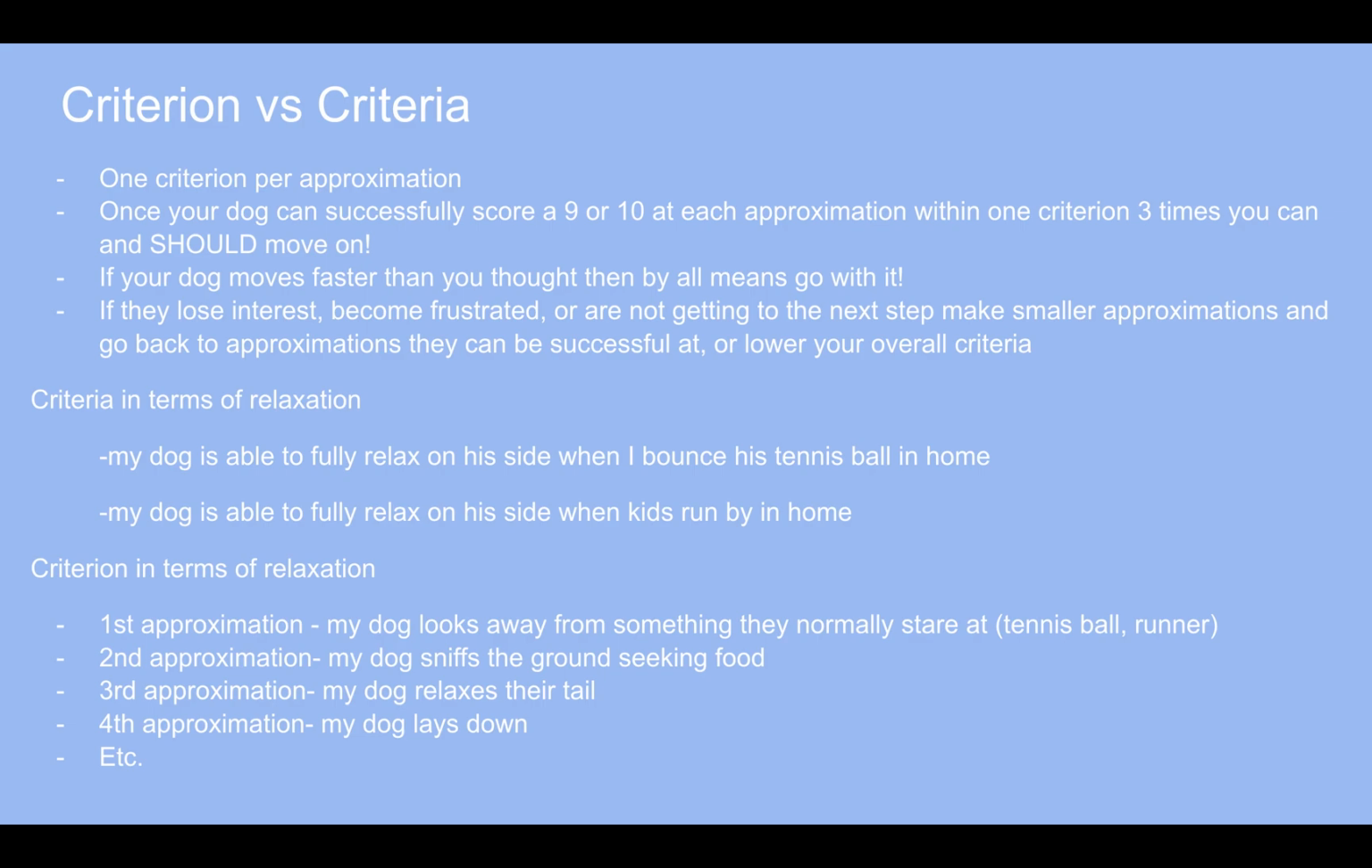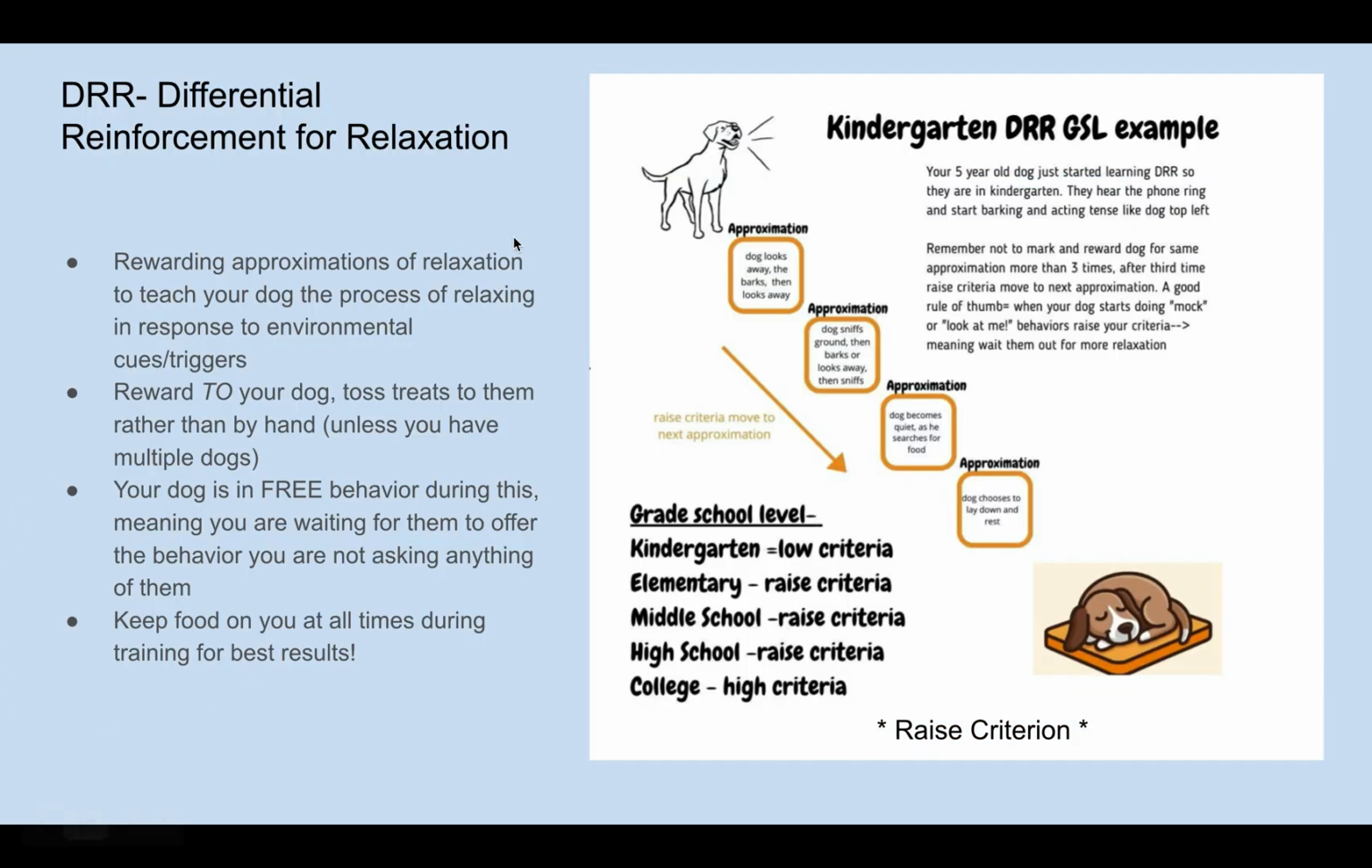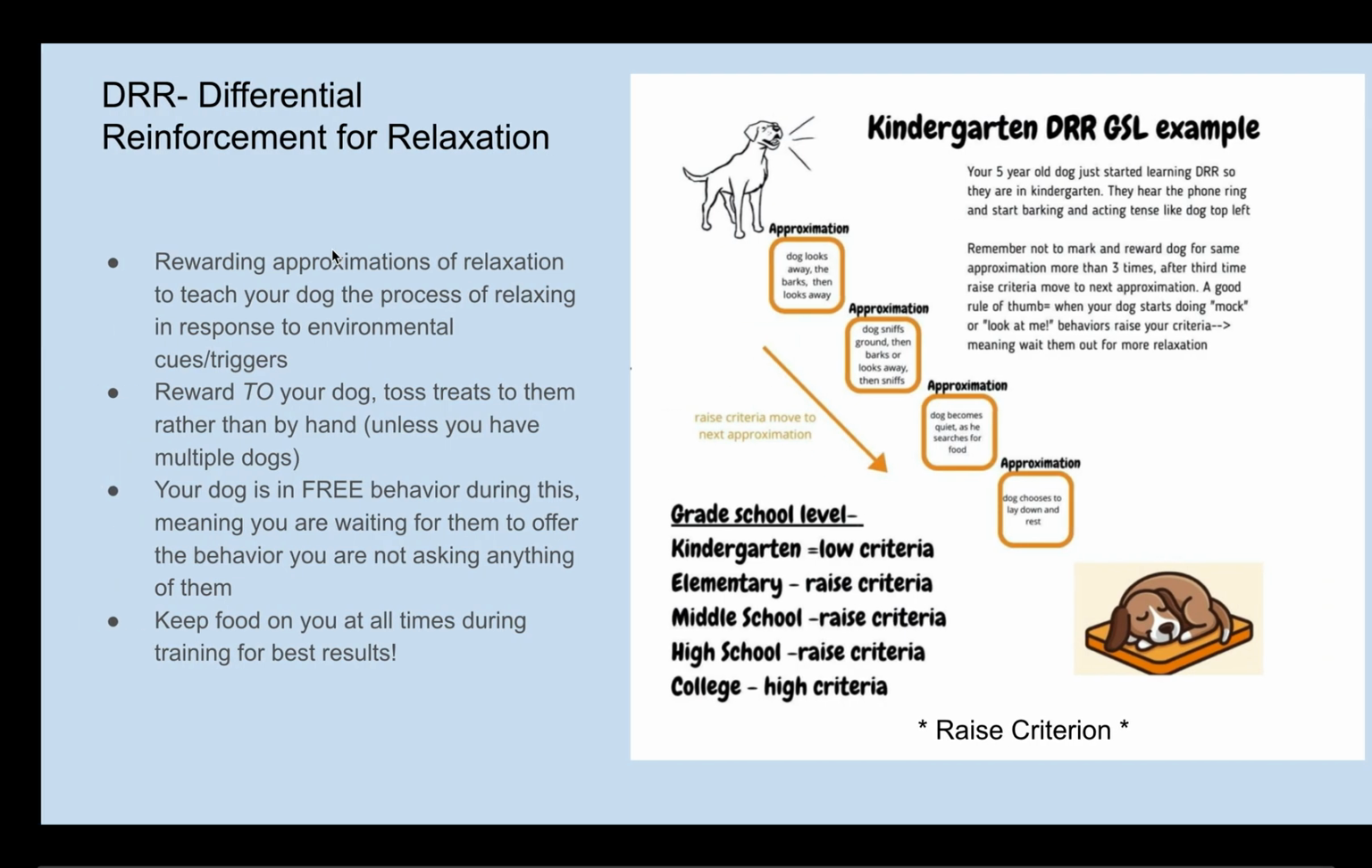Third approximation, my dog can relax their tail. Maybe their tail gets really stiff when you bring the ball out. Fourth approximation, my dog lies down. These are all just generalized, but that's sort of just an idea for you of how these things build and shape and how and when you move up and how and when you should move back. So this gets us into DRR, differential reinforcement for relaxation. So this is really what we were talking about here.